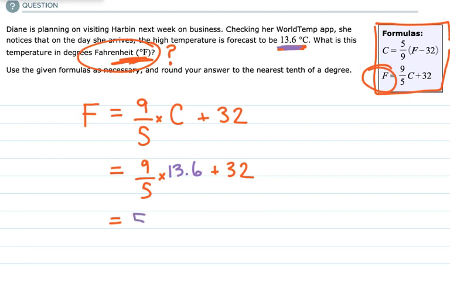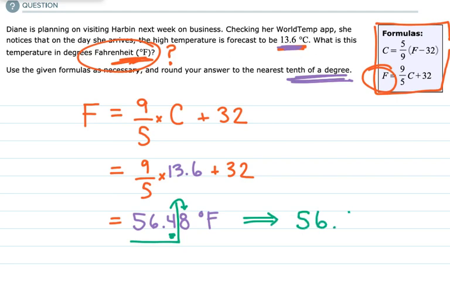Okay, we get 56.48 degrees Fahrenheit, but again it says round to the nearest tenth. Nearest tenth means only one decimal place, so it's either going to be 56.4 or 56.5. But look at this next place here. It's an 8, which is bigger than 5, so we'll round up to 56.5 degrees Fahrenheit. So what did we just find out? Saying the temperature is 13.6 degrees Celsius is equivalent to saying 56.5 degrees Fahrenheit.